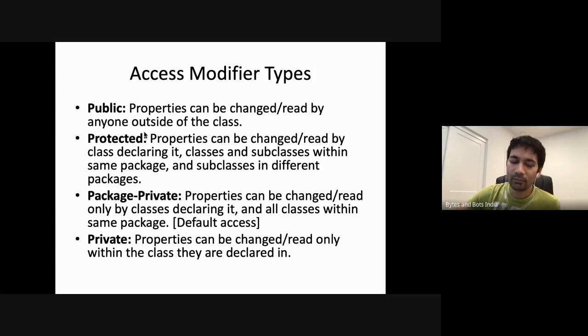Before, we just added private before our member variables, right? So before that, it didn't have any access modifier. When there is no explicit modifier, then it is package private by default.